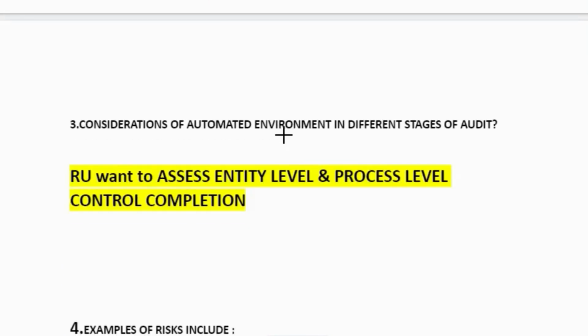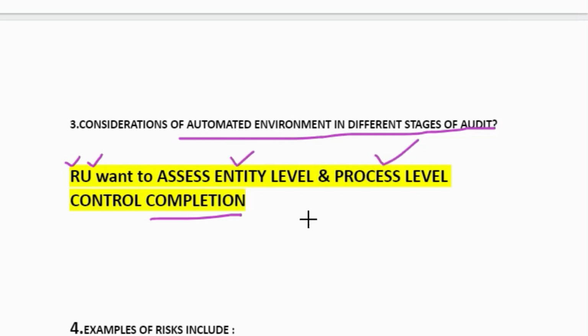Next one is considerations of automated environment in different stages of audit. So how to remember? You want to assess entity level and process level control completion. R for risk assessment, U for understanding of the business. So these both are in the planning stage. Next, the executing stage. In the executing stage, two points: assessing entity level controls and assessing process level controls.